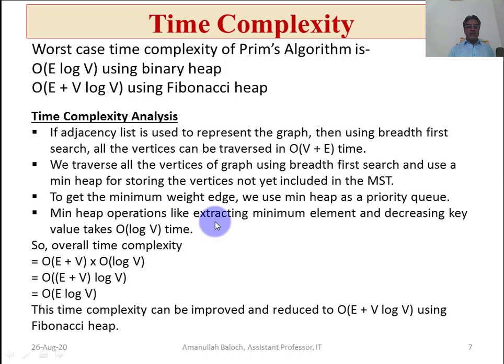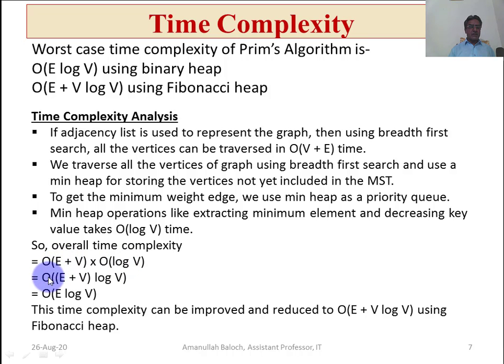That is why we use the min heap and find the minimum weight edge. Min heap operations like extracting the minimum element and decreasing the key value take O of log V time. A heap always takes log of n, or log of V time. That is why its time will become O of log V. So the overall time complexity will be, this is the time taken by the breadth first search, and this is the time taken by the min heap.